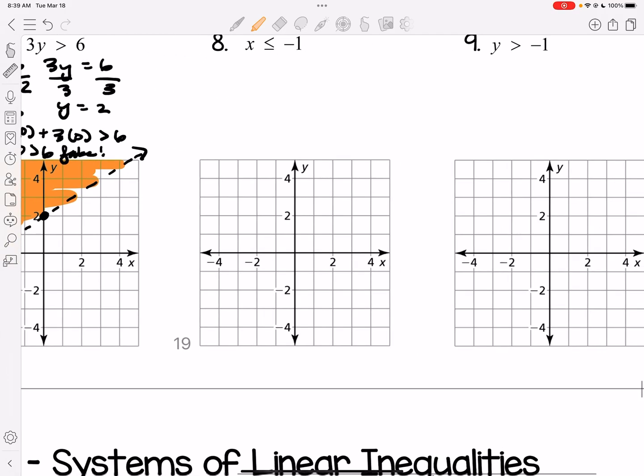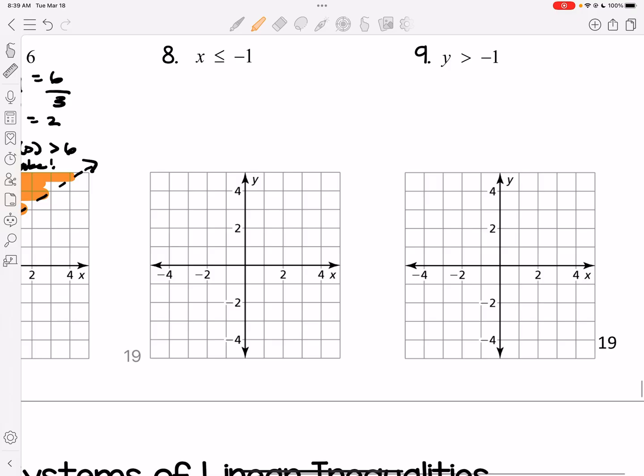All right, and then last two, I have x is less than or equal to negative 1, meaning I would just draw a solid line where x would equal negative 1 like this. And then I need to figure out which side is x is less than negative 1, which is everything on the left, because I want smaller than that, so it goes just like this.